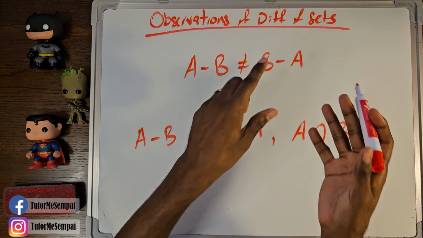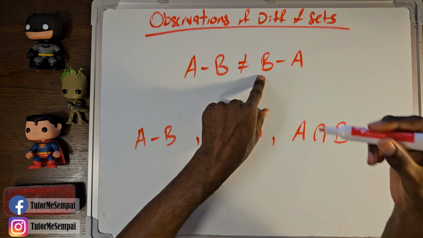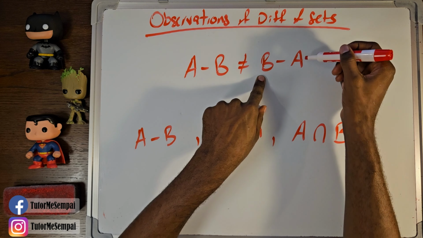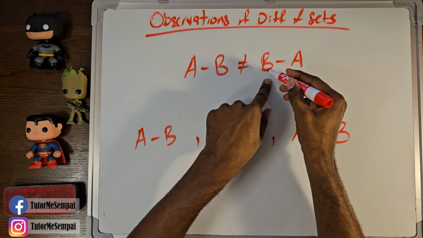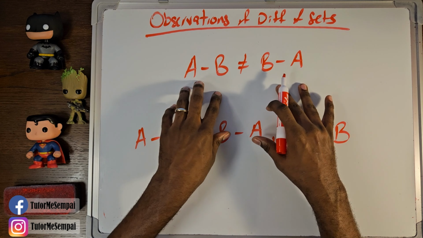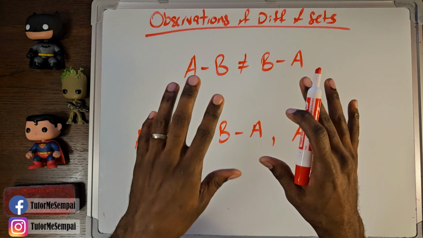We want everything that's unique to B. It doesn't have anything to do with A. So any elements that are in A, you're taking them out. That's what B minus A is. This is telling us that in most cases, it's not going to be equal.